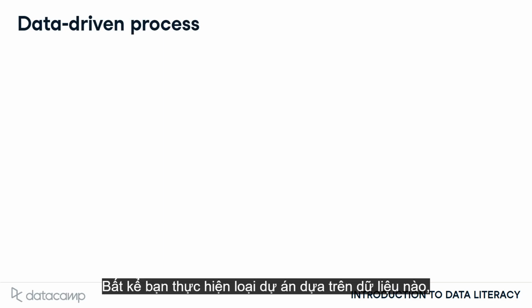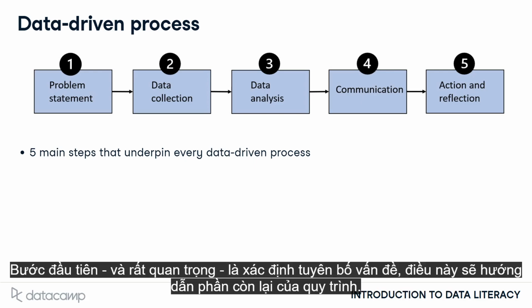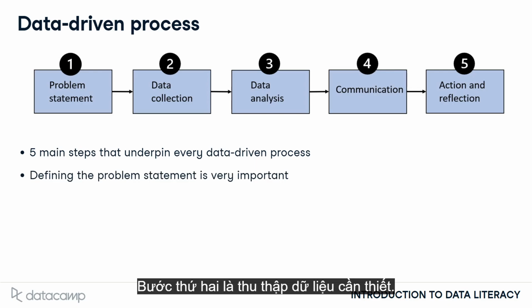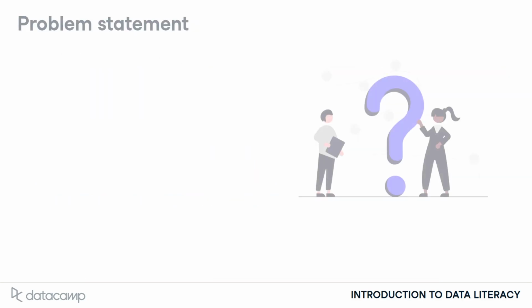No matter what type of data-driven project you undertake, there are 5 main steps that underpin every data-driven process. The first, and very important step, is defining a problem statement, which will guide the rest of the process. The second step is to collect the necessary data. The third step is to perform data analysis. The last two steps are about communicating the results, and of course, taking action on our newly gained insights while reflecting back on the process.